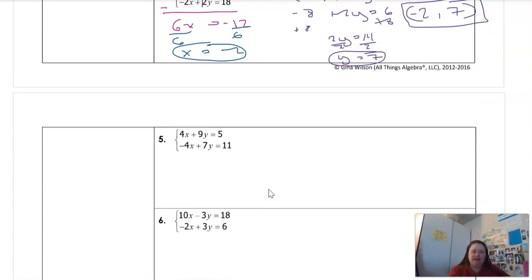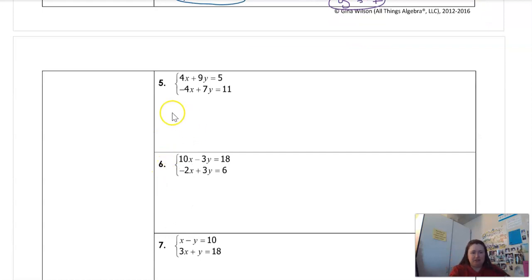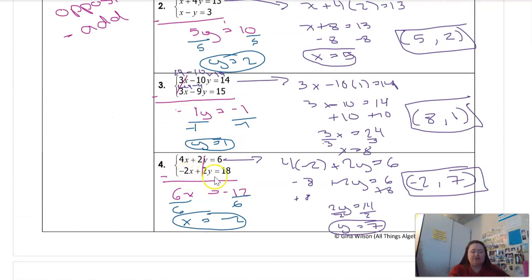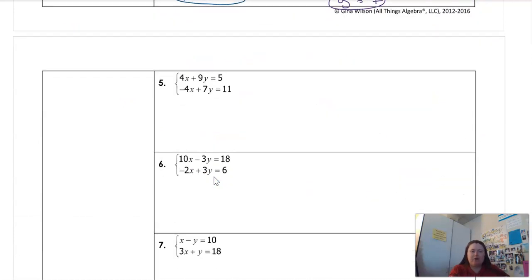Alright, so let's talk about adding, and in some ways the adding ones are a little easier because you don't have to worry about that whole negative negative issue. So if you have opposites, you can add. Notice here we had 2 that were the same, so we subtracted to make one go away. If you have exact opposites, then you can just add to make a variable go away. Because right here we have 4 and negative 4.